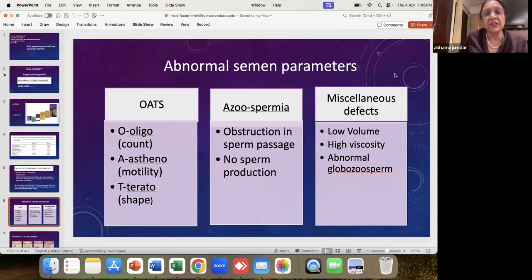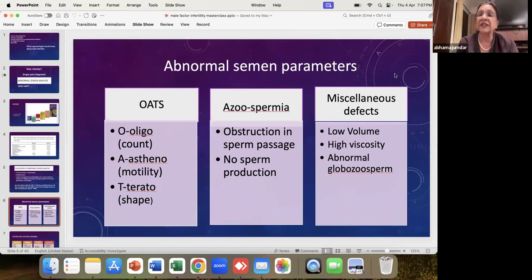Miscellaneous defects, I'm just saying obstruction in the sperm passage or no sperm production. There could be many reasons for no sperm production. It could be no stimulus from the pituitary, or there could be no sperm production from the testes, even with adequate stimulation from the pituitary. And the last is miscellaneous defects, where you find a very low volume, just 1 or 2 drops of semen, but the patient says, oh, I've ejaculated very well.